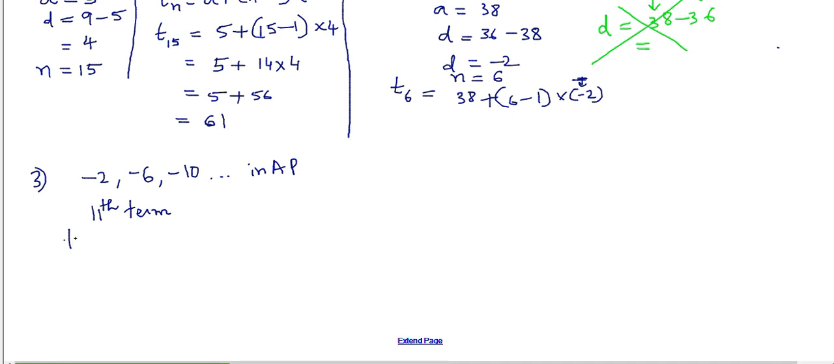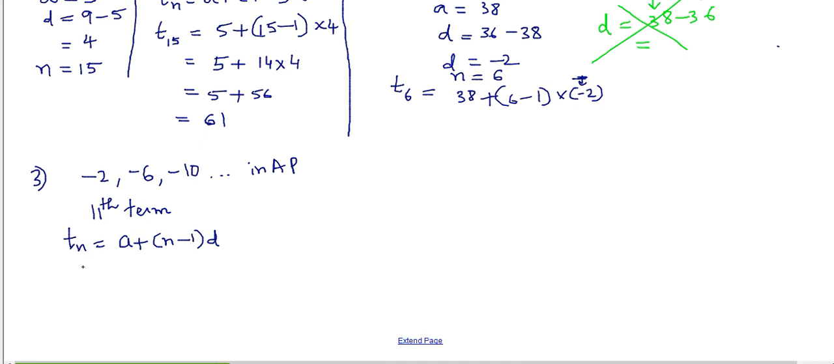Then first thing first, Tn is equal to a plus (n minus 1) into d. If you have observed all my classes, I write the formula first and then I start substituting. Always write the formula first. So what is a here? Minus 2. What is d here? Minus 6 minus of minus 2. Be careful, because here both are negative numbers, isn't it? You need to subtract two negative numbers, which you should do consciously with the help of brackets.